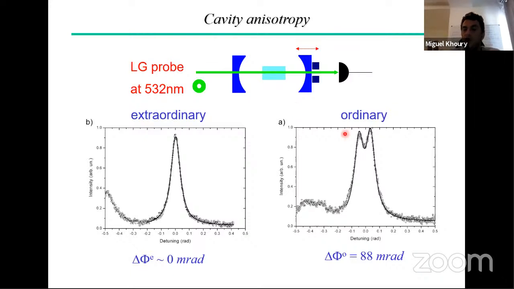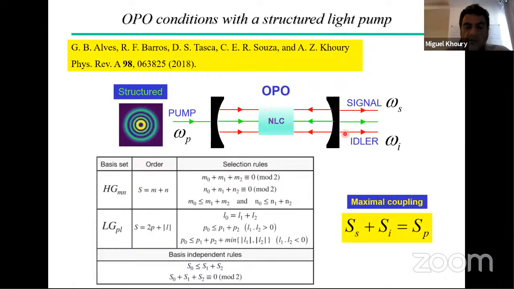oscillation of the two Hermite-Gaussian modes that we needed to transfer the OAM. So this is why one polarization of the down-converted beam could receive OAM, but the other one could not. The cavity was astigmatic to one beam, but not astigmatic to the other, okay? Now we have more general selection rules that we derived. We could repeat the experiment with more complex pumps, and we derived the selection rules that's stated.